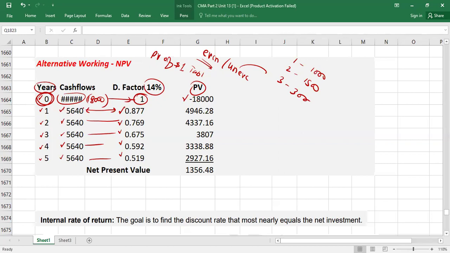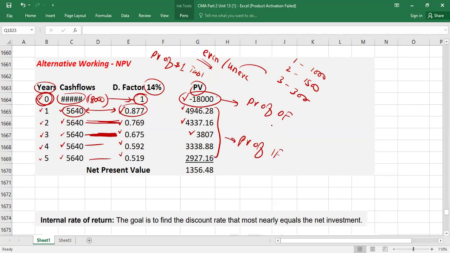Then if you multiply 5640 by 0.877, you will get this value. Then you multiply these two values, you will get this value, and so on. So you will complete it. Now guys, this year 0 is called your present value of outflows. And from year 1 onward, these are called present value of inflows.